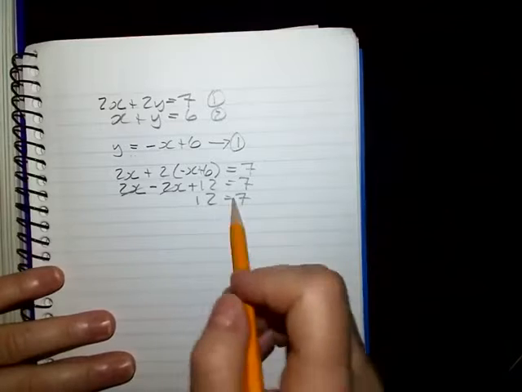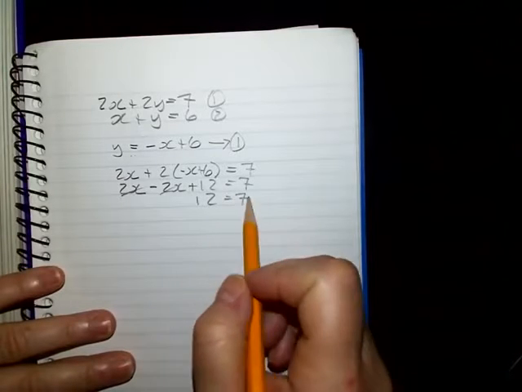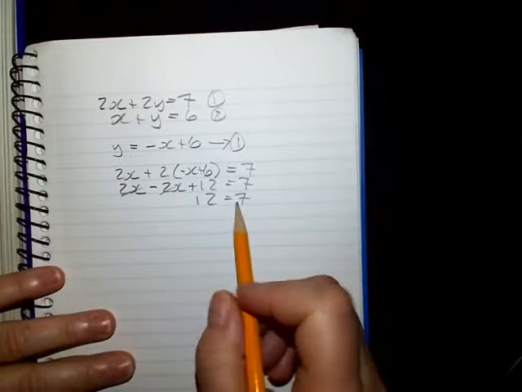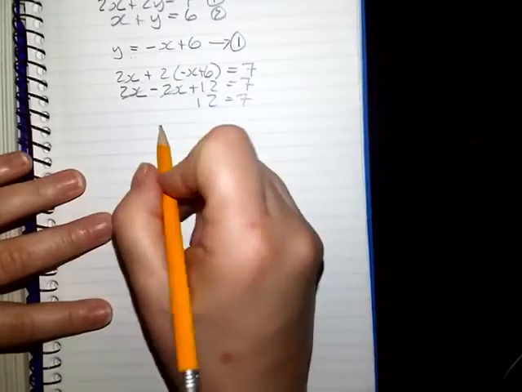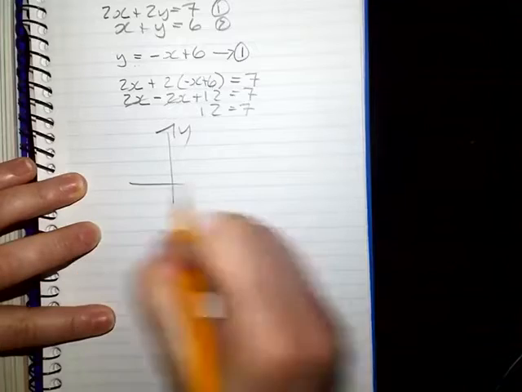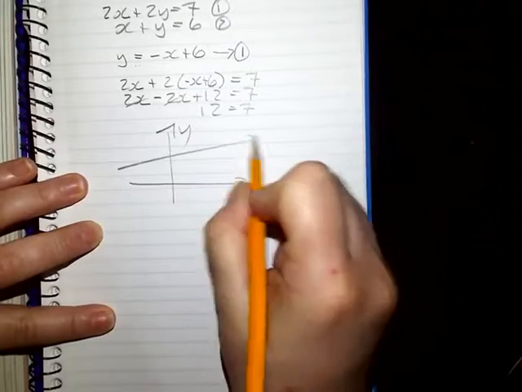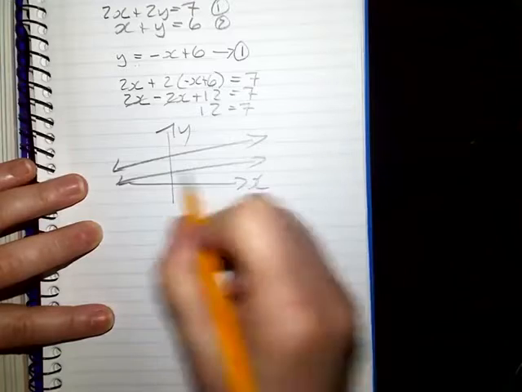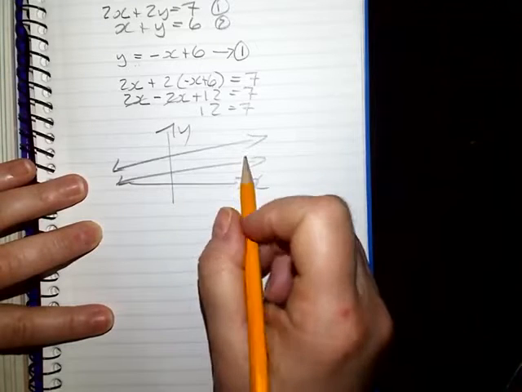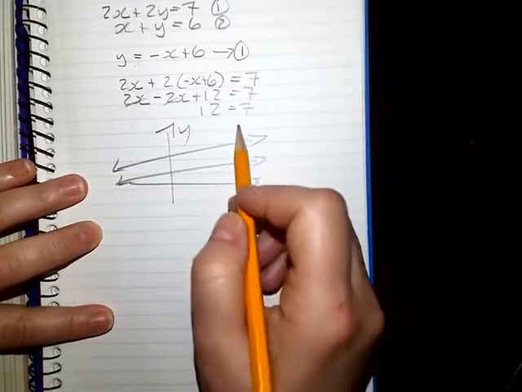So when you get in algebra, in writing, as opposed to picture, something that is nonsense, you know that the picture will be something like this, where these are parallel lines and they just do not meet. And this shows you that there is no solution.